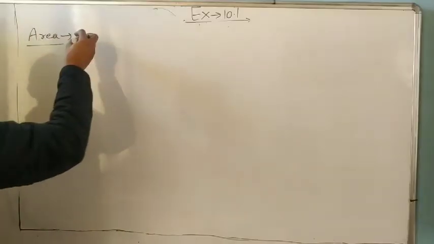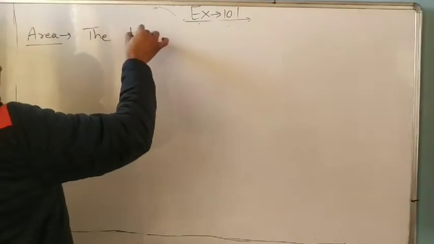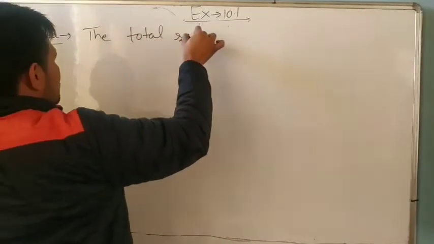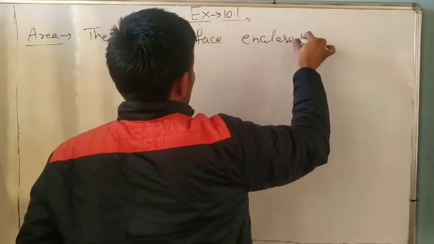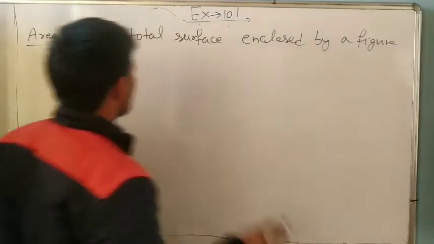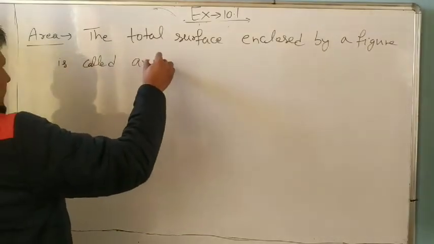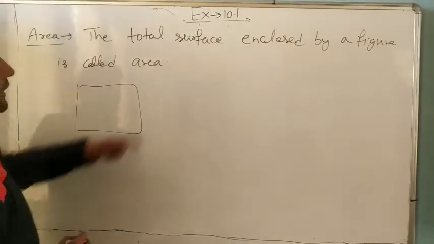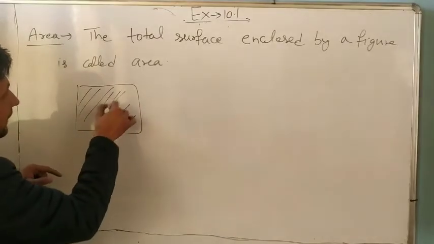So area of any figure, how will you find? You write: area, the amount of, otherwise you can write the total surface enclosed by a figure is called area. Suppose any figure, this one. Which one? The total surface. So which one is enclosed? This one. So it is area. Where I am writing here, it is area.